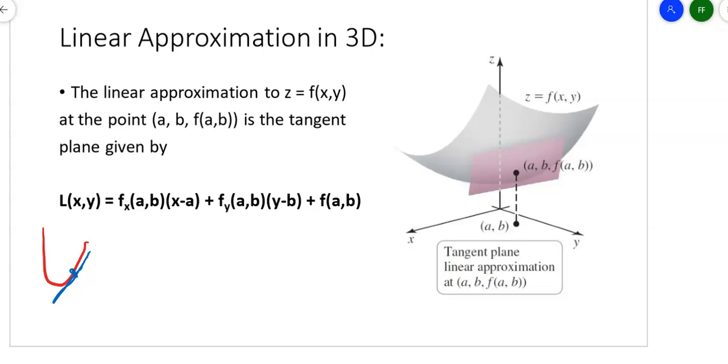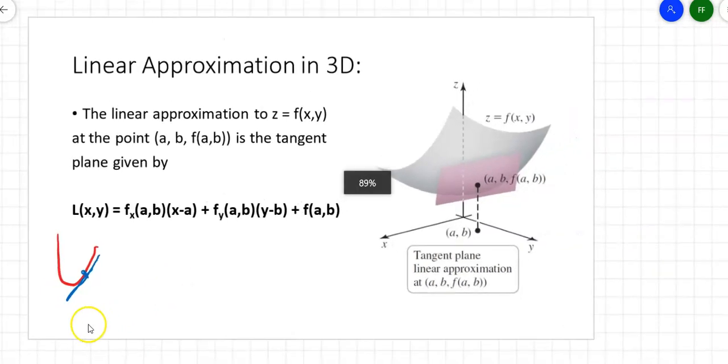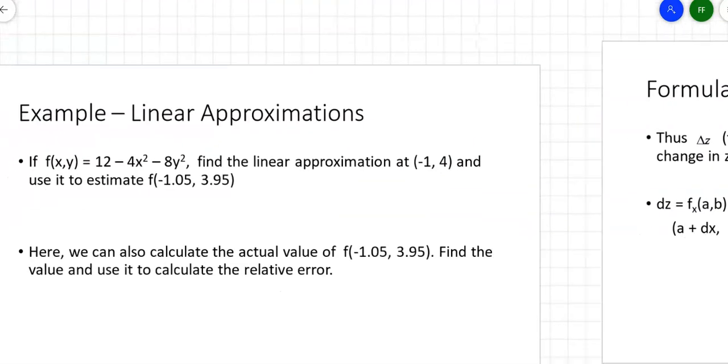Just like linear approximations in 2 dimensions were basically point-slope form for a line, linear approximations in 3 dimensions are the equation for the plane that we just came up with. So that linear approximation tells me I can evaluate the actual function by looking at a plane that's very, very close to the function, and maybe the plane will be easier to evaluate than the function. All right, let's try an example and see how this works.